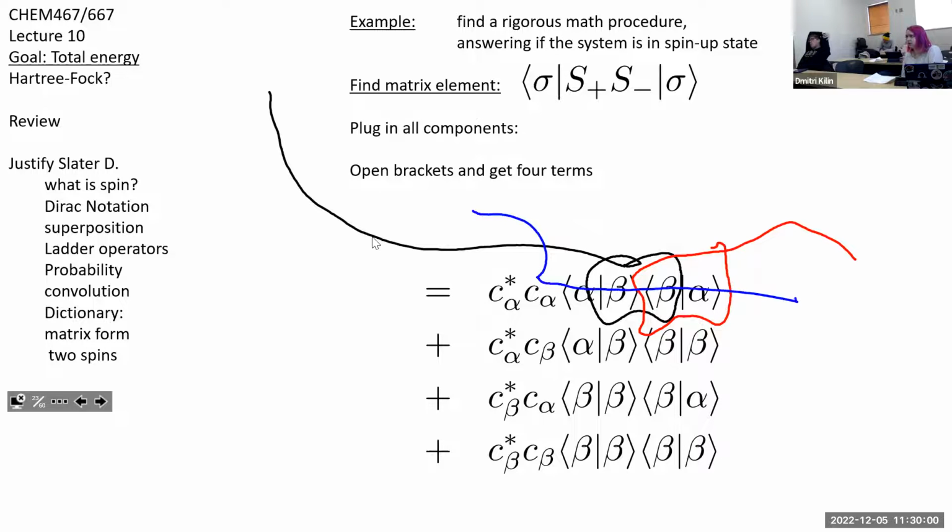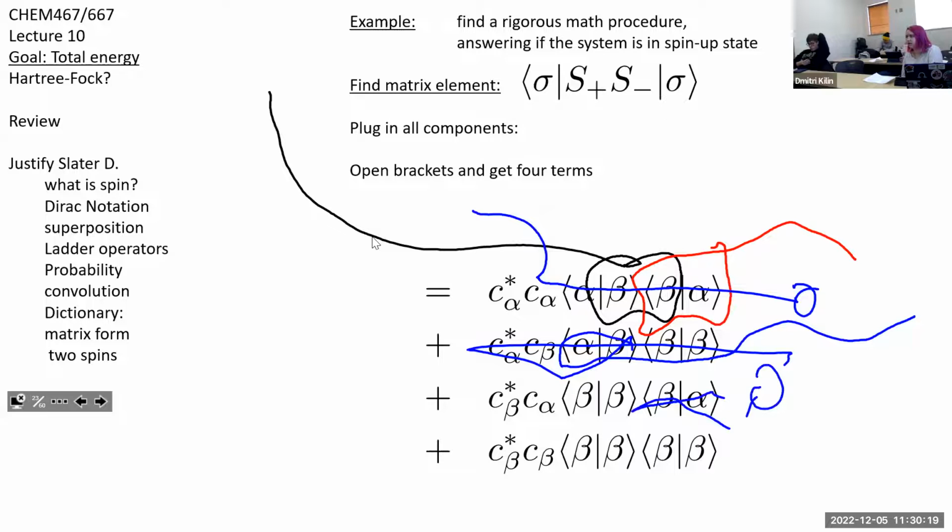So 0. Next line, the beta times beta bra-ket will be 1, but alpha times beta will be 0, right? So the whole thing can be neglected. Next one, there is an alpha times beta, it will be again 0. And only the last one has beta, beta, beta, beta. So each of them gets to 1, and the matrix element will be C beta star C beta.